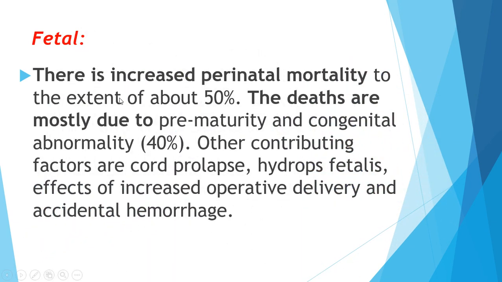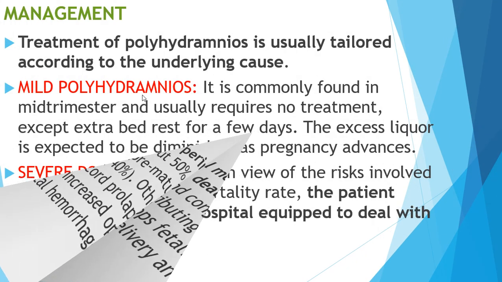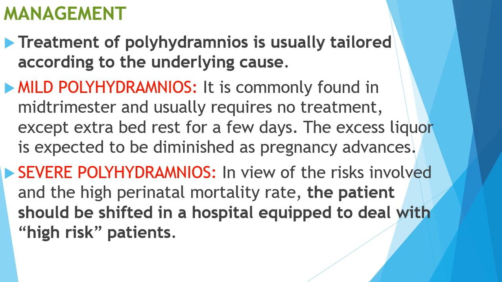Next, we can see the fetal complications. There is an increased perinatal mortality, to the extent of about 50%, mostly due to prematurity and congenital abnormality. Other contributing factors are polyhydramnios, hydrops fetalis, effects of increased operative delivery and accidental hemorrhage. These are the complications for the baby. Next, we can see the management. The treatment of polyhydramnios is usually tailored according to the underlying causes, because the treatment is different.